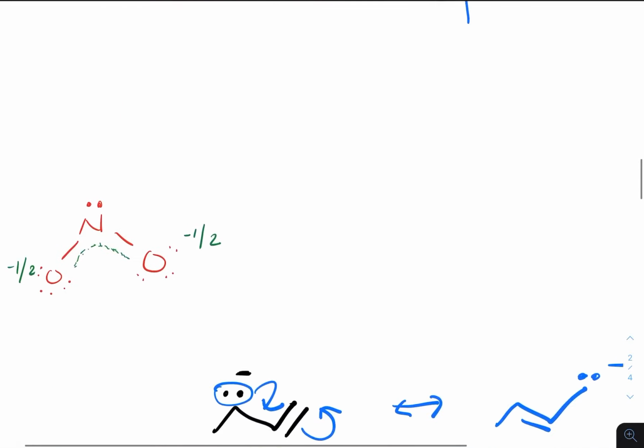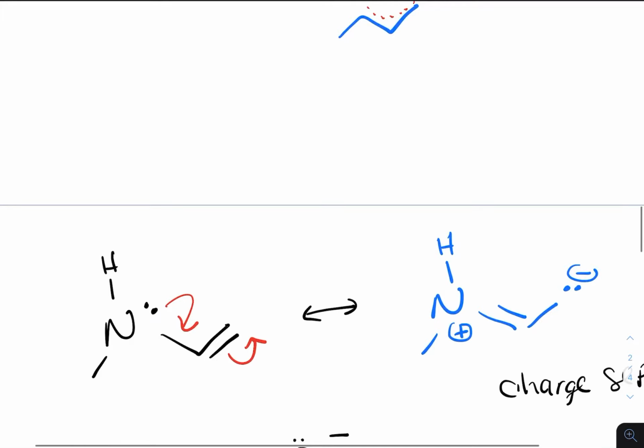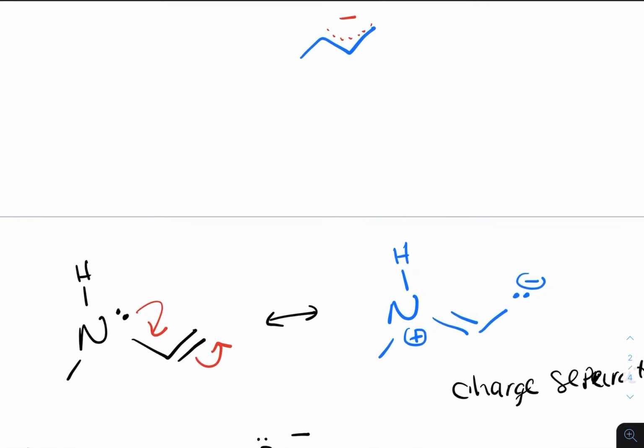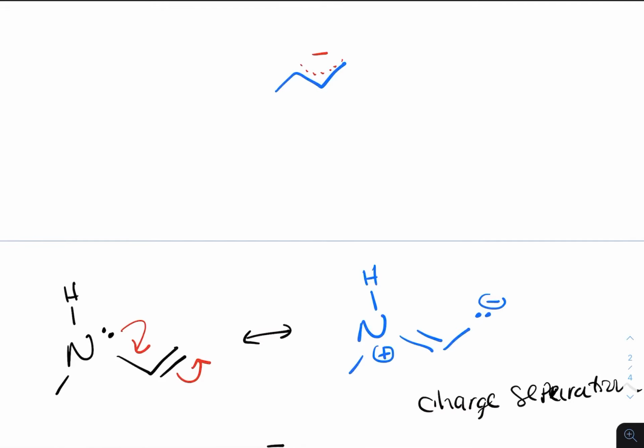So let's do a little more practice on this one. Actually, I already pre-drew it. Let's do this one right here. There's one thing too that we can look at to tell which one is the major or minor resonance contributor, minor being the one with the most energy. We don't really want that.